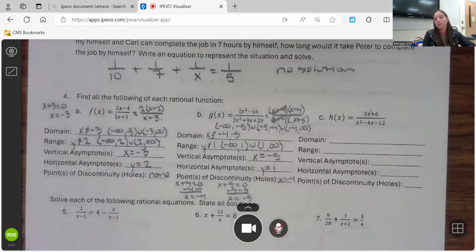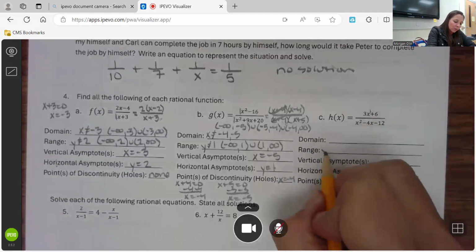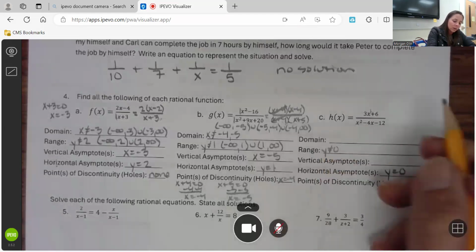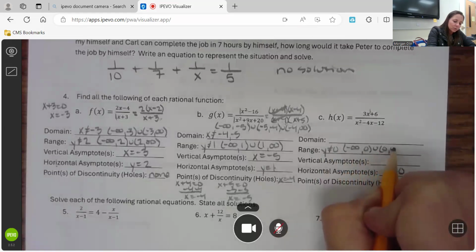So here, when the degree in the denominator is greater, then our horizontal asymptote is y equals 0. All right, we can go ahead and write our range. y is not going to equal 0. All right, negative infinity to 0, and then 0 to infinity.